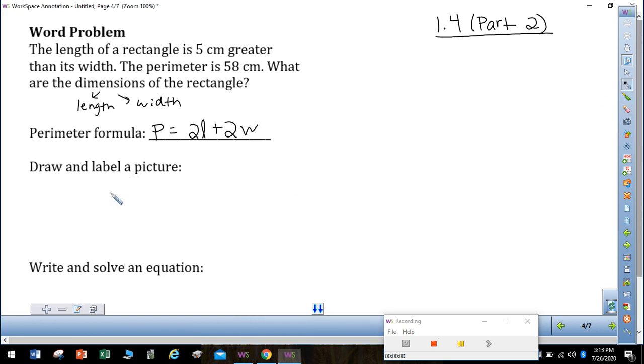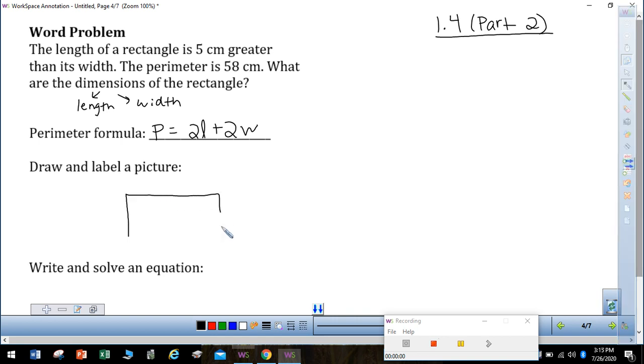So in the next part, when it says to draw and label a picture, I'm actually going to label a picture specifically for this problem. So we're going to look at some clues in the words. It tells us that the length of the rectangle is 5 centimeters greater than the width. Another way to say that would be that it's 5 centimeters more than the width.